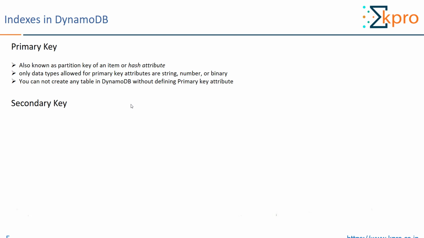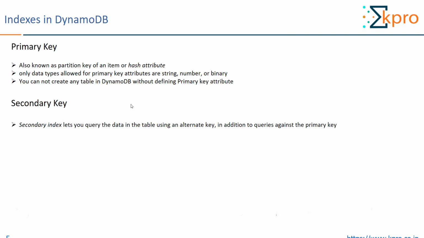So here the secondary index is a normal index apart from your primary key. The secondary index lets you query. It's very simple, similar to the RDBMS concept: if you put a where clause on a column, you can create an index on the column, so the query will be faster. Same concept here. A secondary index lets you query the data in the table using an alternative key, in addition to querying against the primary key.